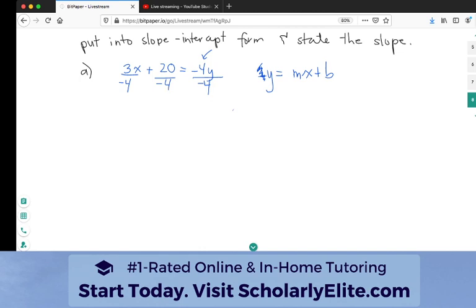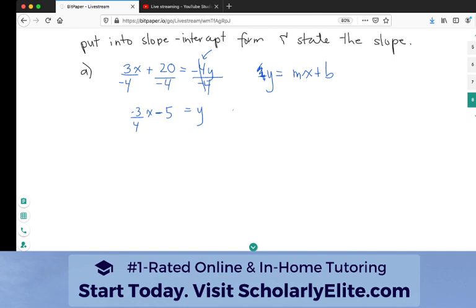Well, we're going to have this cancel, so all we're left with is y. And here we've got negative 3 over 4 x. The negative goes kind of on the top there. It's important to know that. And then we've got minus 5, because positive 20 divided by negative 4 is going to be 5.